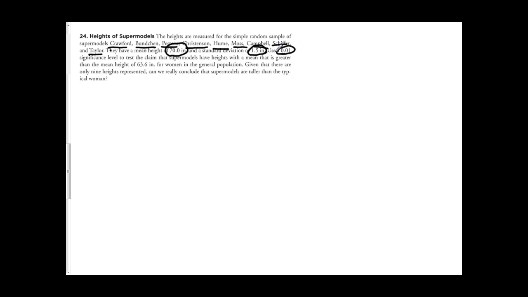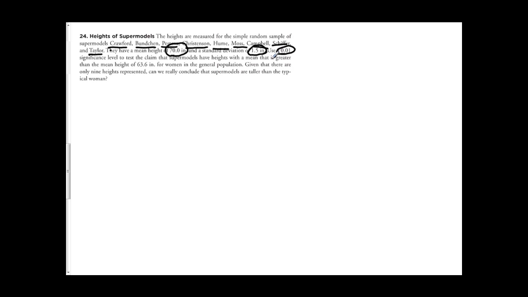So that's our alpha. To test the claim, now here's the claim, that supermodels have a height with a mean that is greater than the mean height of 63.6 inches for women in the general population. Given that there are 9 heights represented, can we really conclude that the supermodels are taller than the typical woman? All right, so let's see.